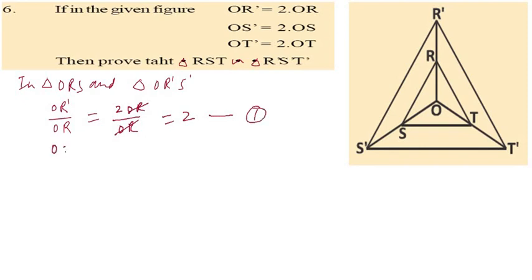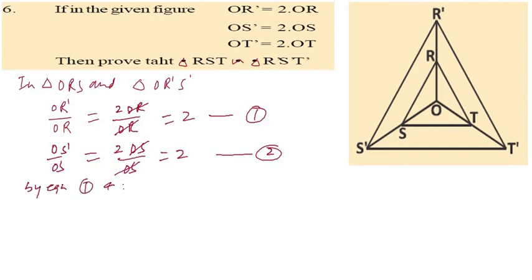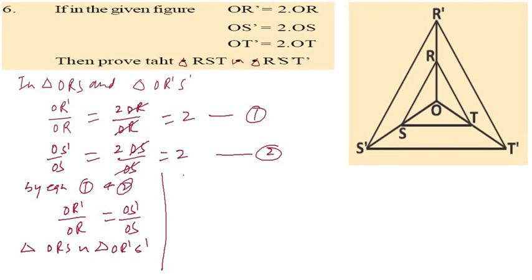Similarly, we can find OS dash upon OS. It is 2OS upon OS. This will be cancelled out, so this is 2. That is equation second. By equations first and second, OR dash upon OR is equal to OS dash upon OS. That means triangle ORS is similar to triangle OR dash S dash. That means R dash S dash upon RS will also be 2. That is equation third.